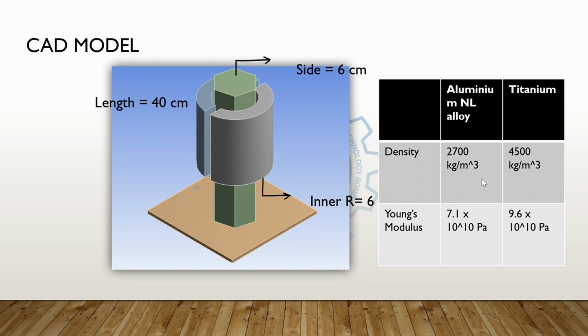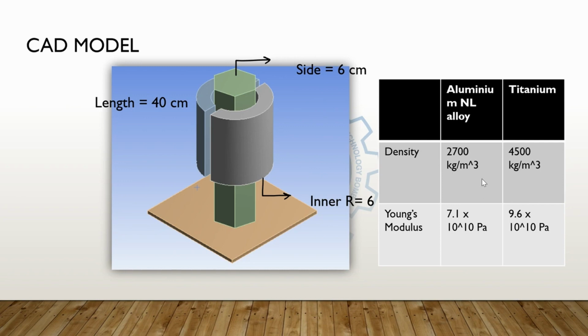Okay, so for the CAD model that we used, first of all the workpiece is made up of aluminum alloy and the dies are made up of titanium alloy. The workpiece length is 40 centimeters and the edge length is 6 centimeters, and it is a regular hexagon cross section. The die has a circular cross section of radius 6 centimeters. We chose dimensions such that the areas are nearly equal, so when the material is compressed, it will not go out of the dies.